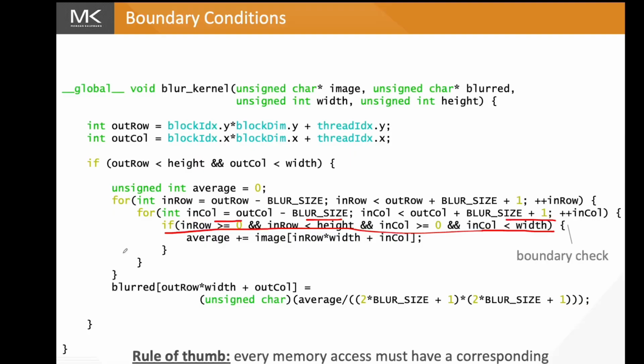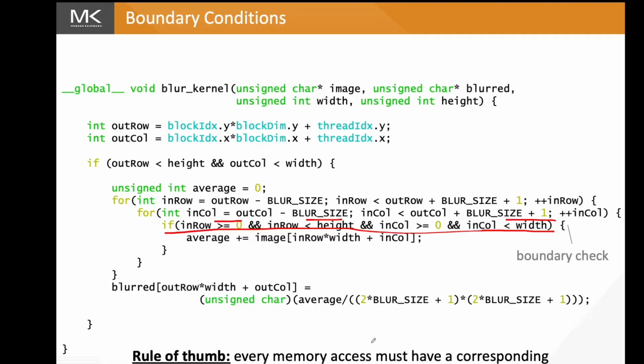As a rule of thumb, every memory access must have a corresponding guard that compares its index to the array dimension. Basically, every time you want to access data in memory, you have to make sure that your thread is accessing data that is actually valid and available within your data dimensions.